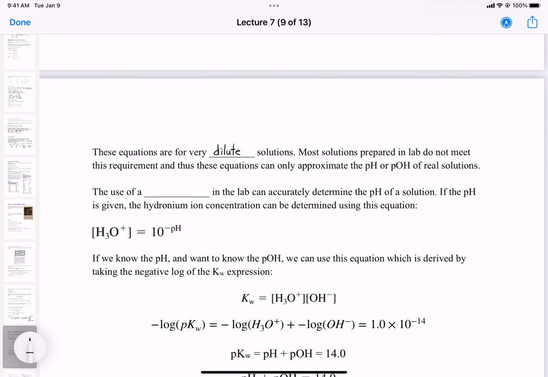So just know that these equations are only for very dilute solutions, and we can only approximate the pH or pOH for real solutions. In chemistry, there's often a disconnect, because when you actually learn how to do these calculations, they're in fact just mere approximations. We try to get to the accurate value, but in calculations there's always going to be some source of error because the calculation doesn't take into account some parameter.